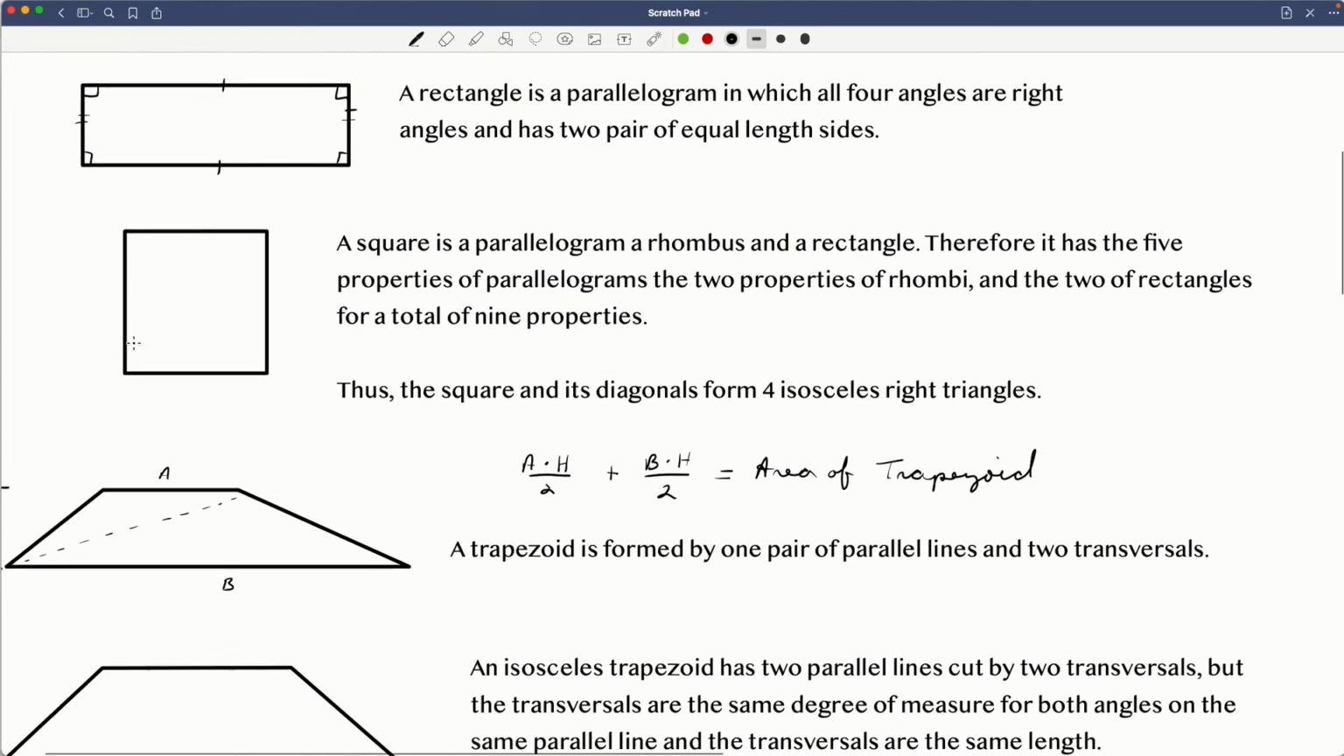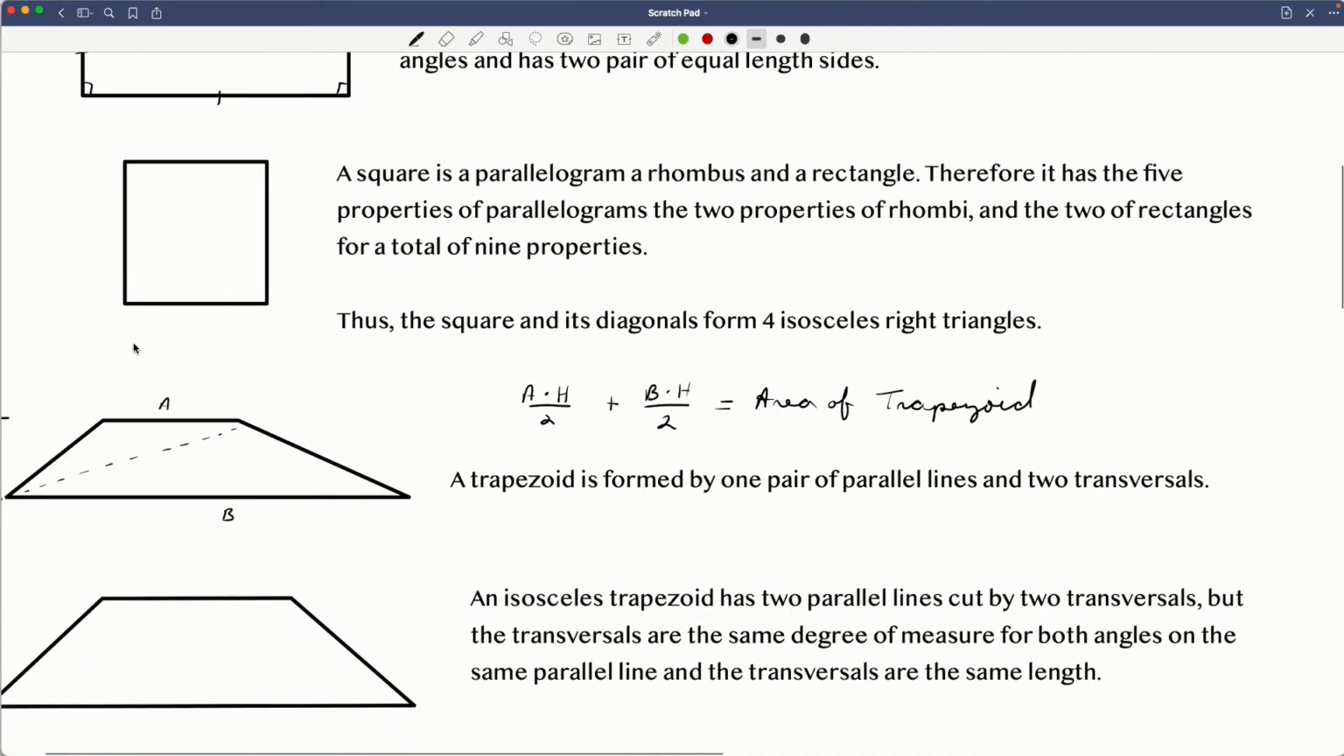Now a square is just an even rectangle, and that just means that, like the rhombus, all 4 sides are the same length, but like the rectangle, all 4 corners are 90-degree angles, and whenever these diagonals bisect each other, they're also bisecting the degree of measure in each corner. So it goes from 90 degrees to 45, 45.